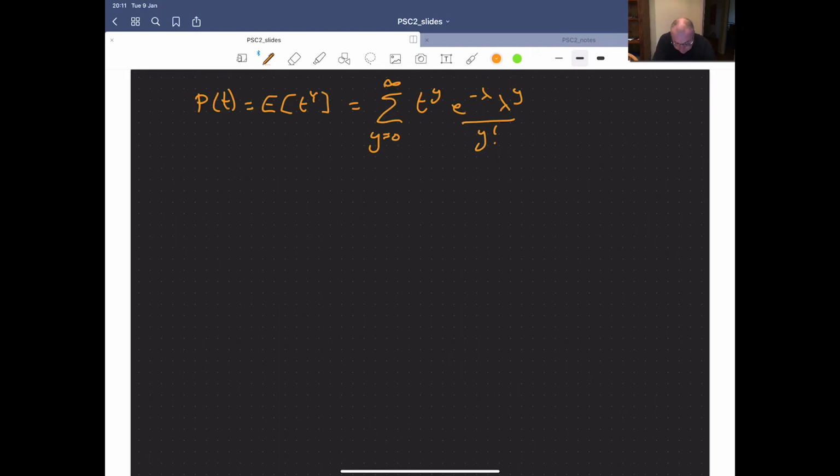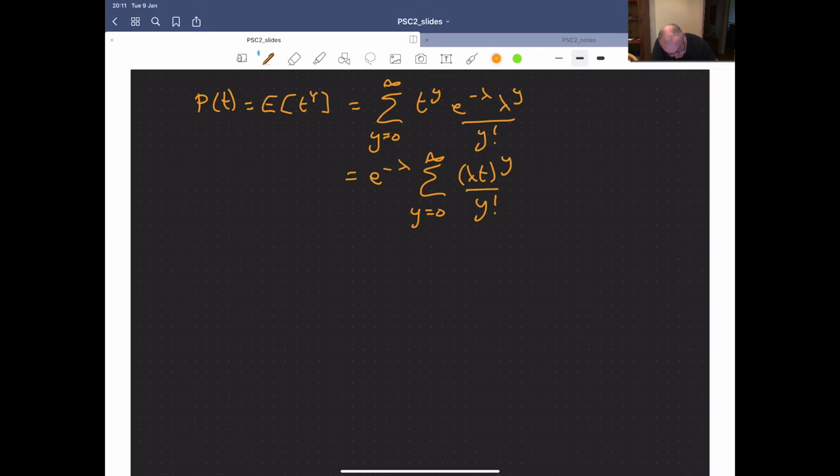So we're going to use a trick we did before. What we're going to do is, first of all, bring out any terms that are constant with respect to y. So the main term that's constant with respect to y is this. This one's got y, this one's got y, this one's got y, so we can't bring them out. So let's do that. We'll go e to the minus lambda, sum over y equals 0 to infinity. And what we've got left is lambda t to the y, so put the two terms together, over y factorial.